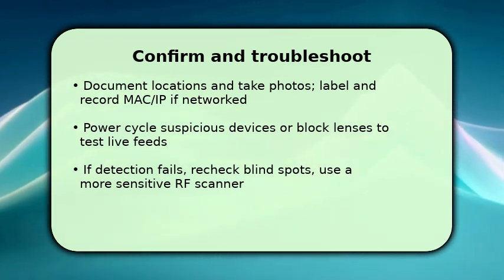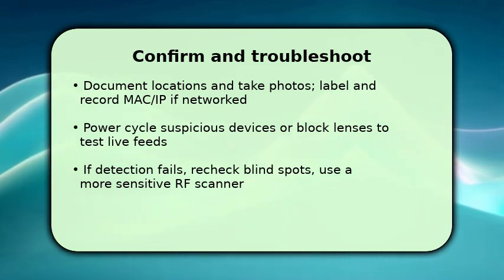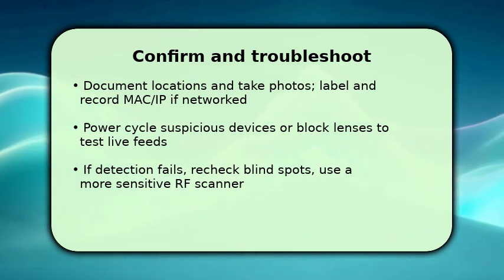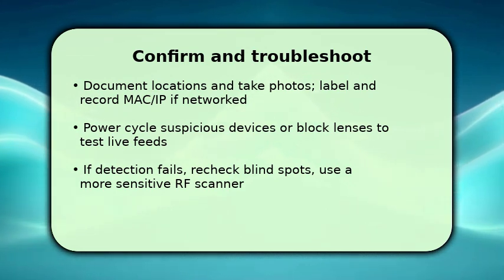If you can't find anything but still suspect surveillance, recheck blind spots, inspect mirrors and smoke detectors again, and use a higher sensitivity RF or thermal detector. If problems persist, consider a professional sweep for hidden or wired systems.